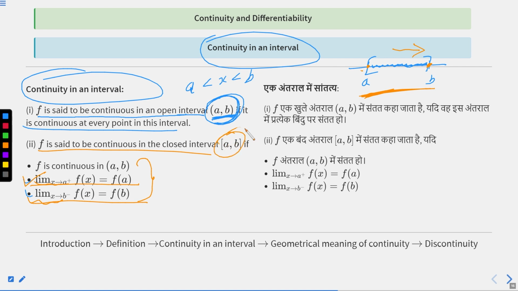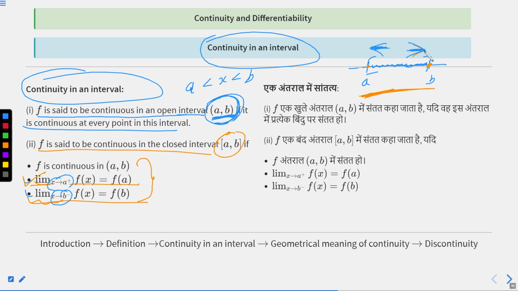We are always talking about what? We are always talking about the points which are in the domain. We are not getting out of the domain. That's why we took x approaching a from the right hand side, and approaching b from the left hand side. Only from one direction, not two directions.